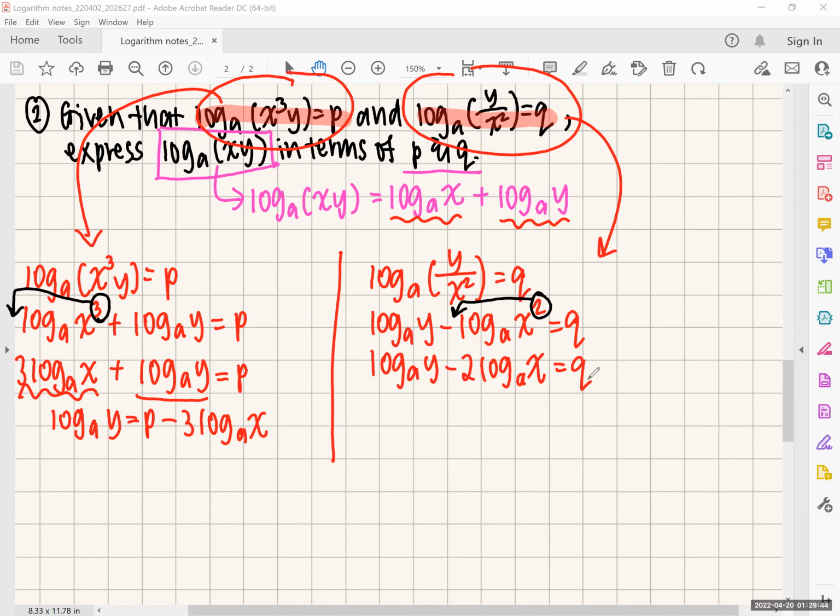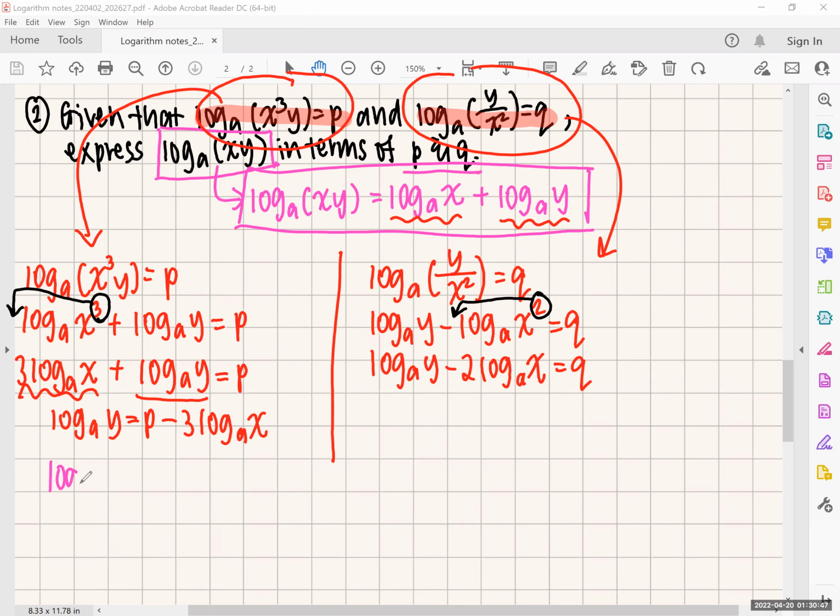Now, over here, I have a slight issue too, because I have a 2 log AX right here, and I have a log AY here also. So what am I going to do from here? I'm not sure, because if I make log AY the subject, there is no log AX that I can form in here. So it's all right. I'll just continue from here first. Okay, then I'll adjust accordingly.